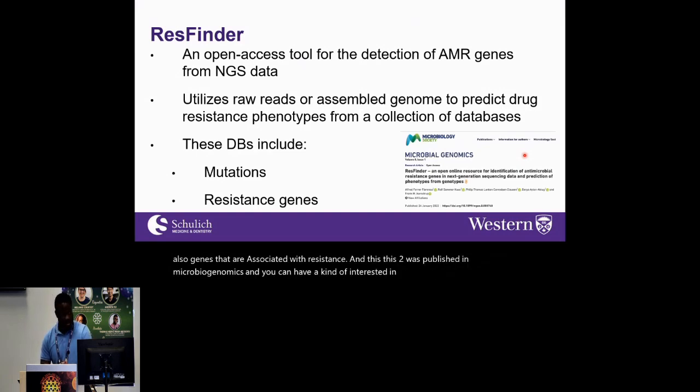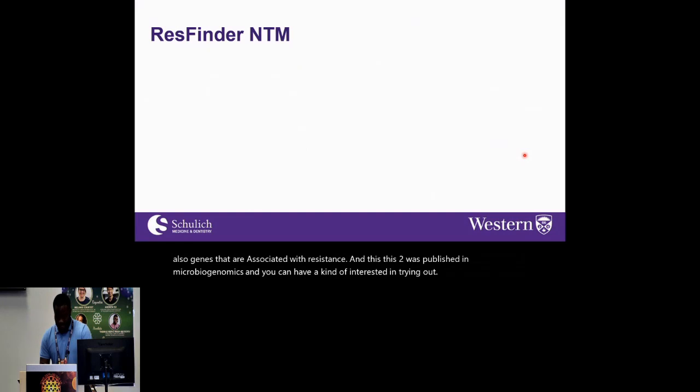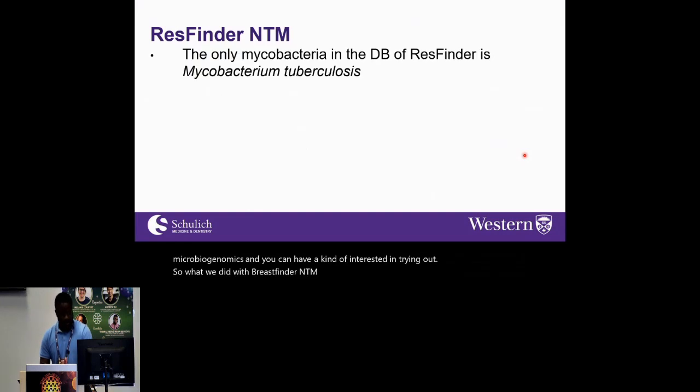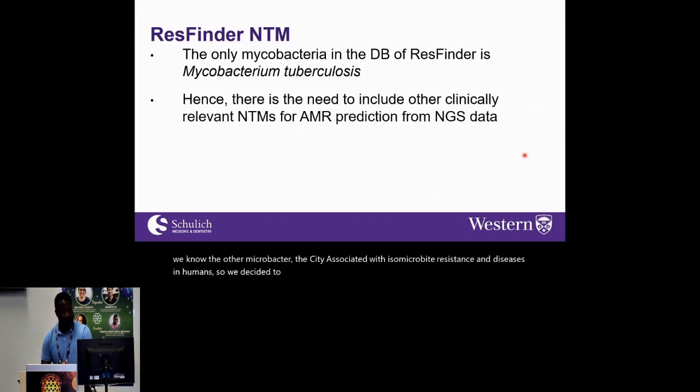So what we did with ResFinder NTM was to not just look at what it does, which is Mycobacterium tuberculosis, aside from other bacteria that are currently in the database, because we know there are other mycobacteria that are associated with antimicrobial resistance and diseases in humans. So we decided to include genes and mutations from these NTMs.